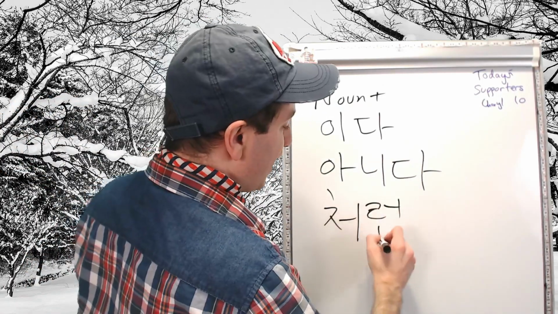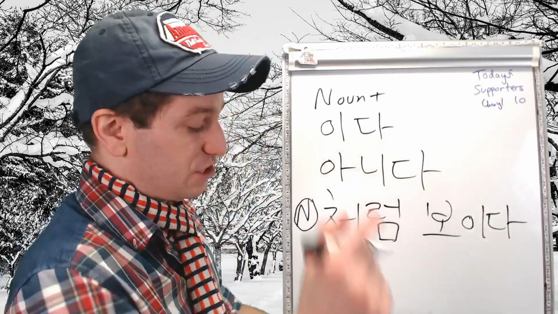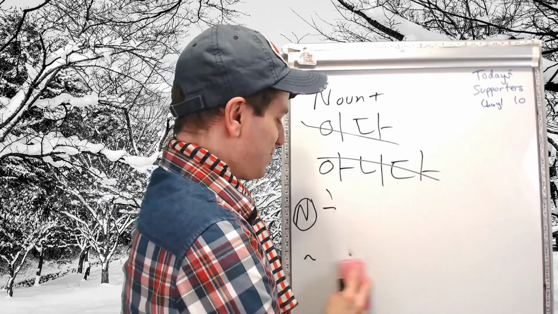Instead, use noun with 처럼. And we're going to do this form next after we finish this form. 처럼 means like. So let's do some example sentences with 보이다.